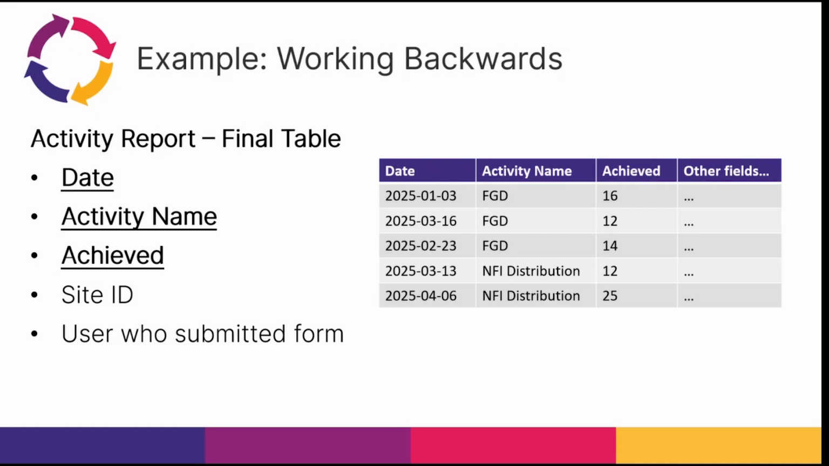I might need some other information, right? Like let's say I want to break down how many activities were done by site or how many users did these activities. So there may be other information there, but really, at bare minimum, I'm going to need this date, the activity name, and the achieved, right? So this is my target. This is what I think is a good structure for me.